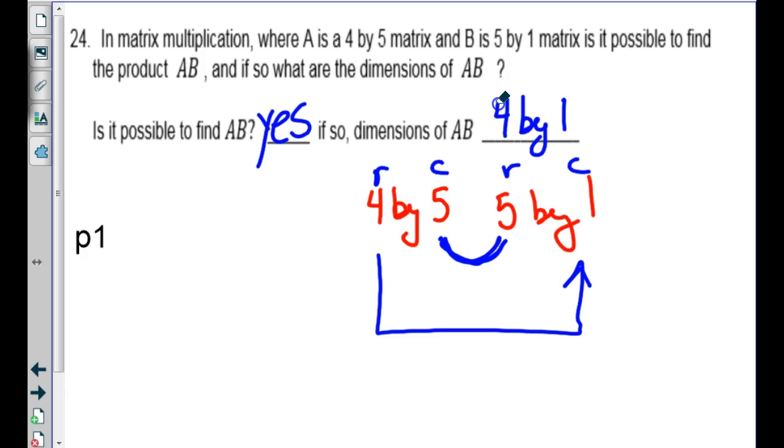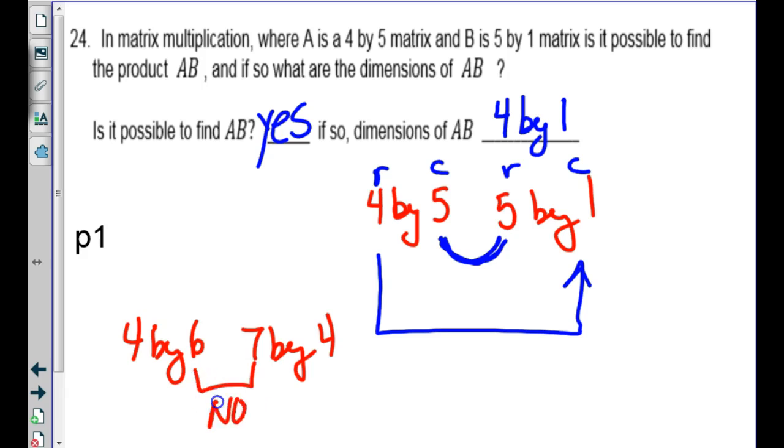Questions? Tara, we good? Better? So give me an example of what wouldn't work, somebody. 4 by 6, 7 by 4. In this order, it doesn't work, right? Because these aren't the same.